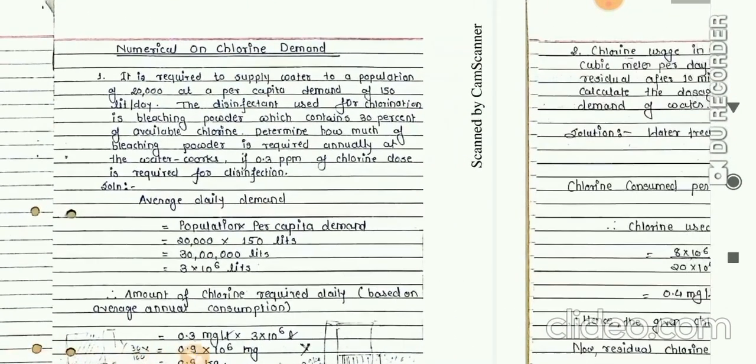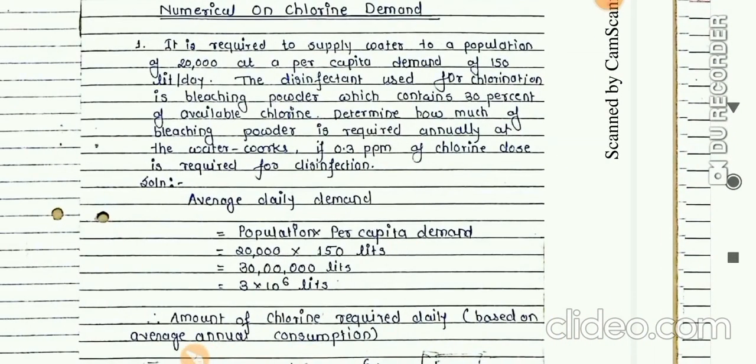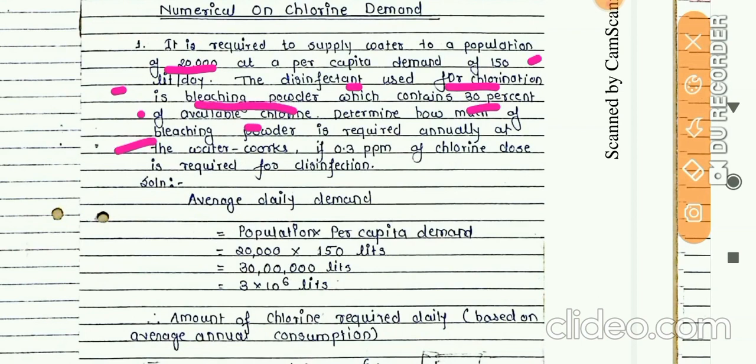Next is the problem: numericals on the chlorine demand. Now this is the problem. It is required to supply water to a population of 20,000 people at a per capita demand of 150 liter per day. The disinfectant used for chlorination is bleaching powder, which contains 30% of available chlorine. Determine how much bleaching powder is required annually at waterworks.